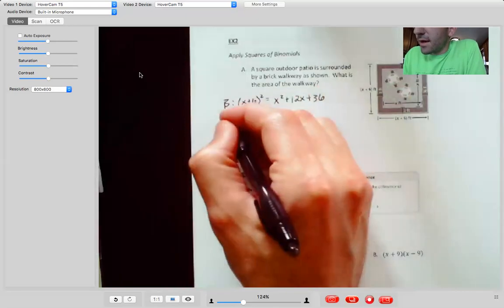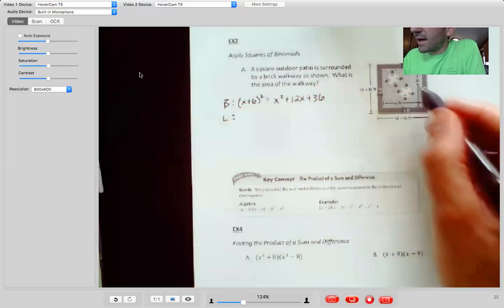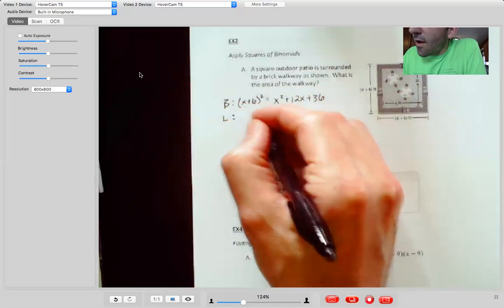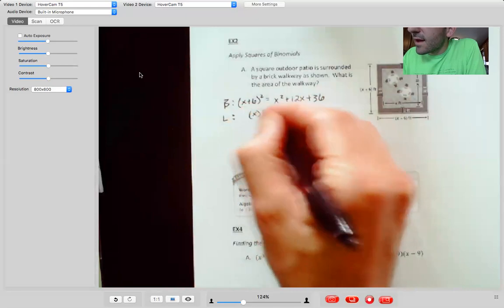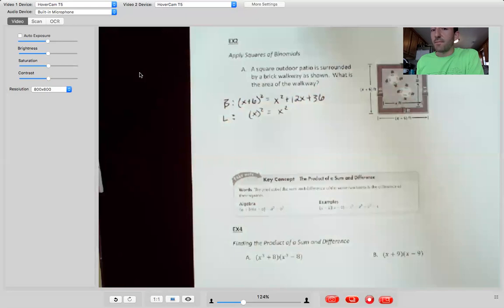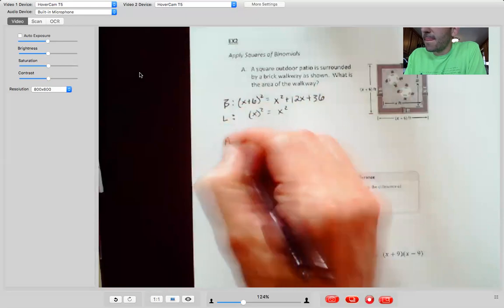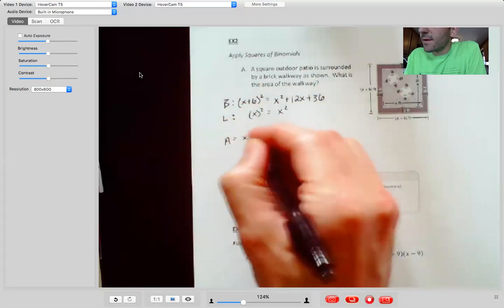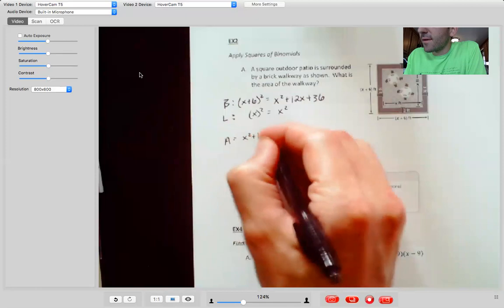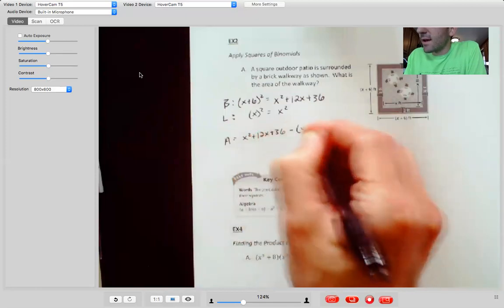Then we want to do the area of the little part. Those dimensions are x by x, so just x squared. Now we'll go ahead and do our subtraction, big minus little. So x squared plus 12x plus 36 minus x squared.